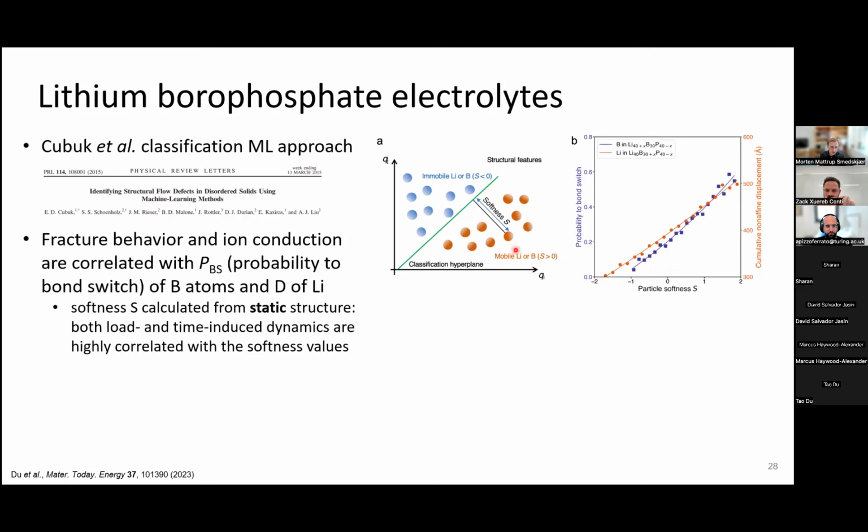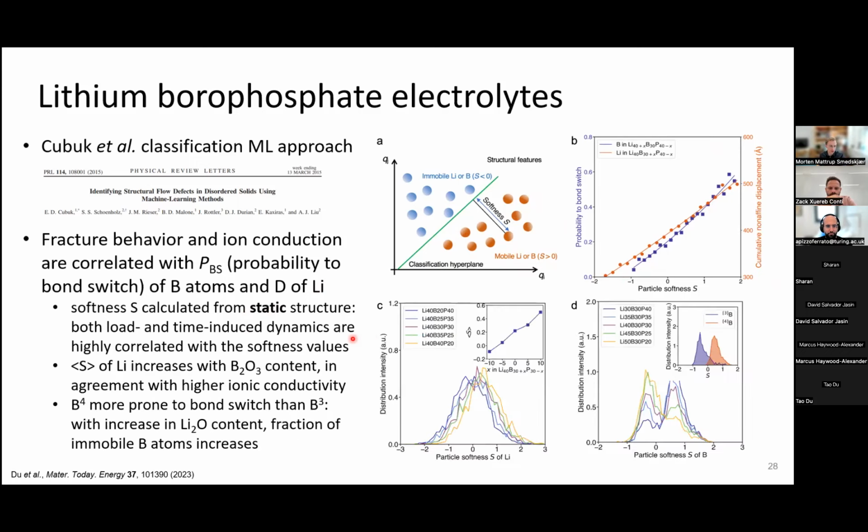And of course, the interest here is that we get these from the static structures. So the structure encodes the features of these when we apply load, when we look at longer time dynamics, change the temperature, these are correlated. So in this case, as we go up in boron content, we get a higher softness and we get a higher conductivity, and we can see differences also for the fracture behavior of these two types of boron species.